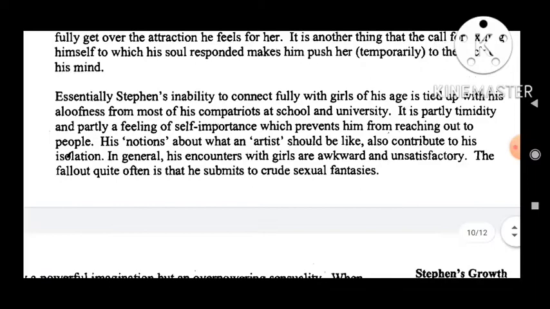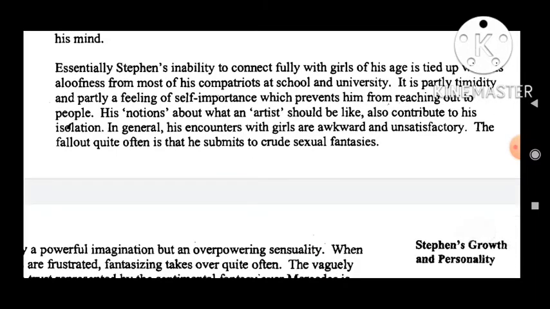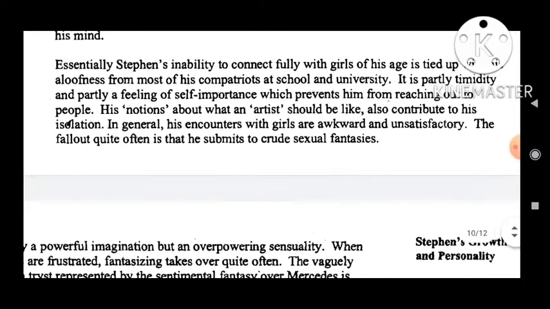Essentially, Stephen's inability to connect fully with girls of his age is tied up with his aloofness from most of his compatriots at school and university.